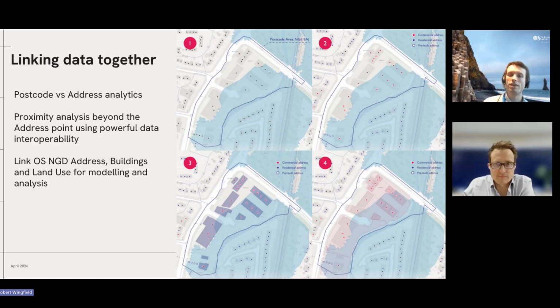So using that powerful data interoperability, using those identifiers contained within the data, whether that's OSIDs contained within the NGD or things like UPRNs, you can then link the data together to really provide that granular view. And that goes a step further, or quite a significant step further, than just using the postcode area for something like flood risk, which on its own doesn't really get you very far. So hopefully this shows you how you can get a lot further and do some really powerful analysis.